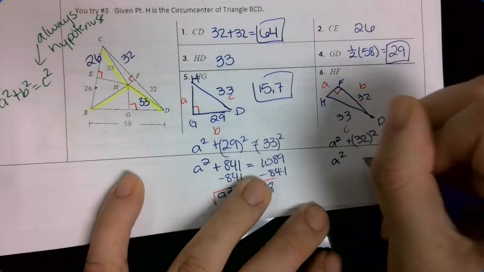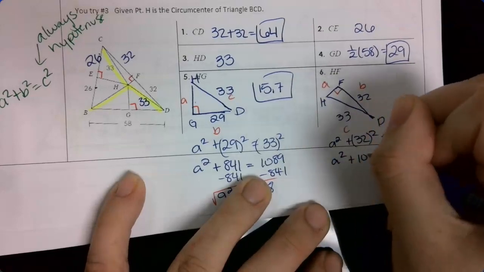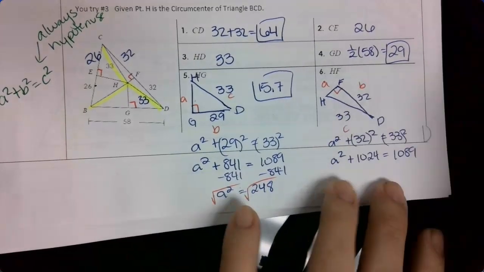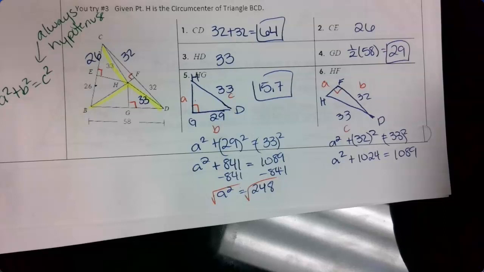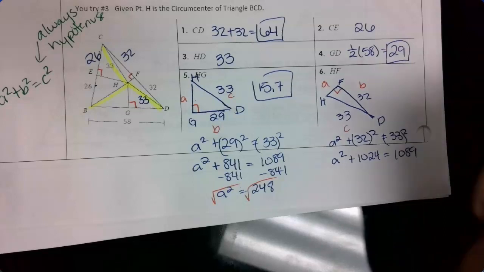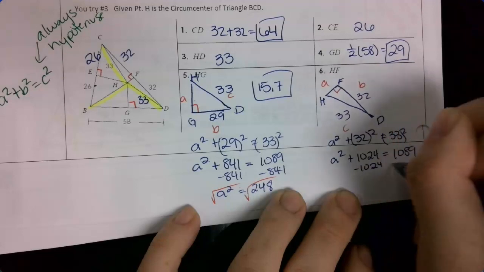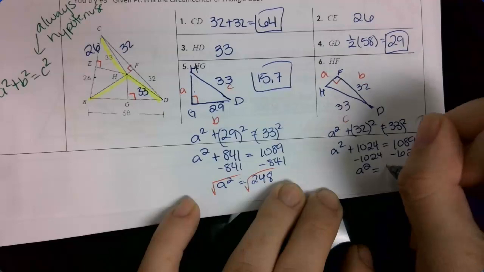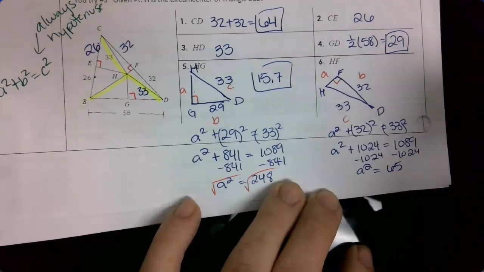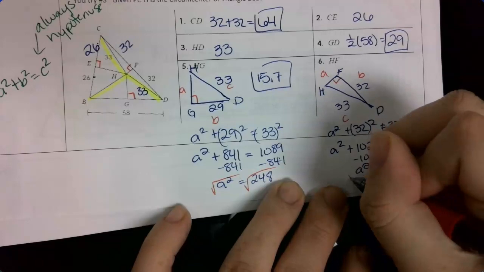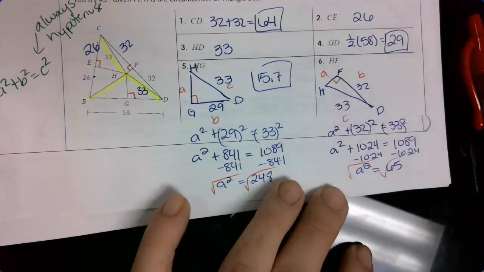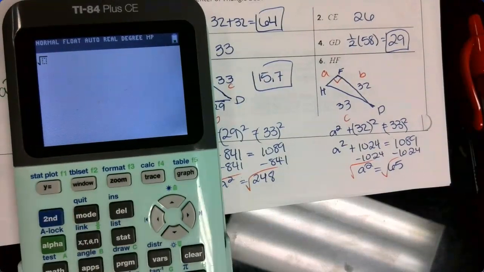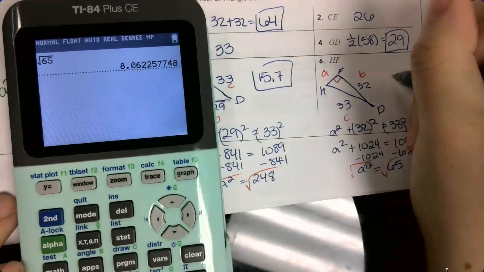So 32 squared is 1024. And 33 squared, we know from before, is 1089. And then I want to subtract the 1024. Which gets me 65. The square root of 65 is, I'm going to round to 8.1.